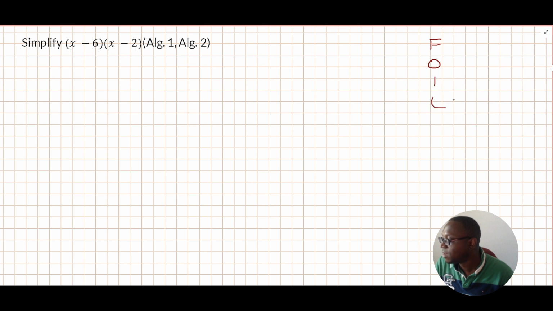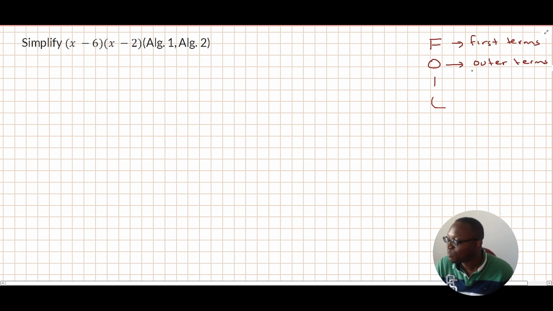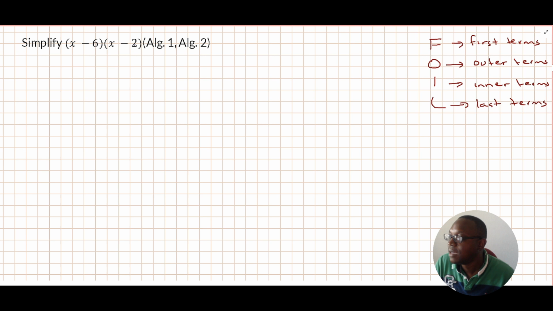FOIL method. And the F here stands for the first terms in each of the binomial expressions. The O stands for the terms that are outer terms. So outer, the leftmost term and the rightmost term. The inner are the ones that are close together. And then the last are going to be the last terms for each binomial expression. So let's go ahead and walk through this.